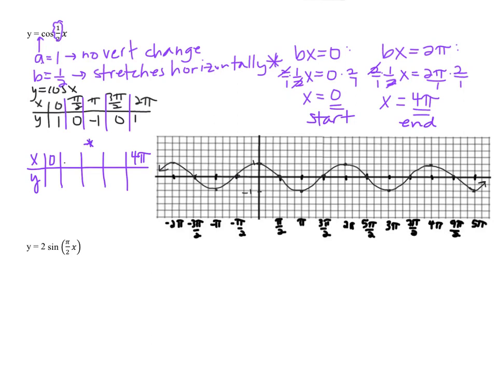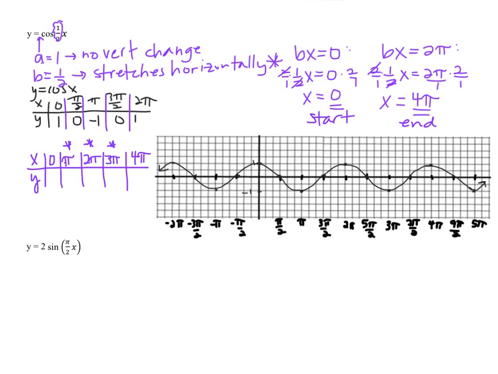Halfway between 0 and 4 pi is 2 pi. So that's going to be that stretched version from regular pi up above. And then I'm going to go to this point right here. Halfway between 0 and 2 pi is 1 pi. And then let's see if we can figure this one out here. Halfway between 2 pi and 4 pi would be 3 pi.